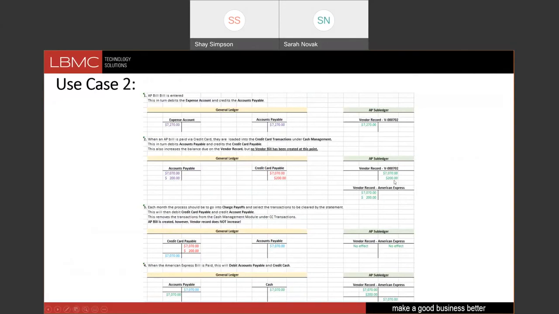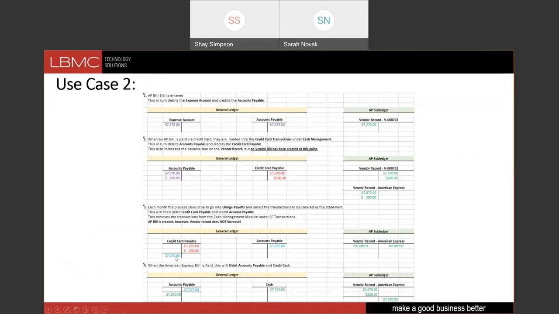So what did that do? Took it off the vendor record, so we don't owe the vendor anymore, and put it onto American Express. So now we owe American Express $7,270. All right, so they were doing their process of charge card payoff, doing it great. So they went in and did their charge payoff, but they only did it for $7,070.